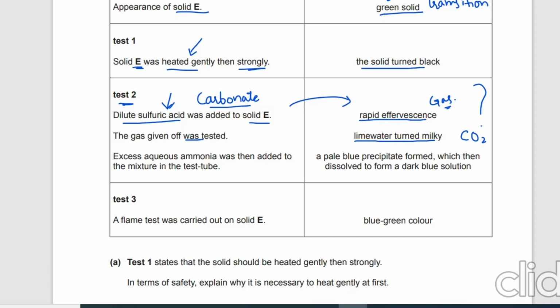So one hint is that it is carbonate and the gas is carbon dioxide. Excess aqueous ammonia was then added to mixture in test tube. And then it says that a pale blue precipitate formed, which then dissolved to form dark blue solution. Very clear indication here, because copper ions give dark blue solution with excess ammonia solution. Okay, so how do we learn these ones?